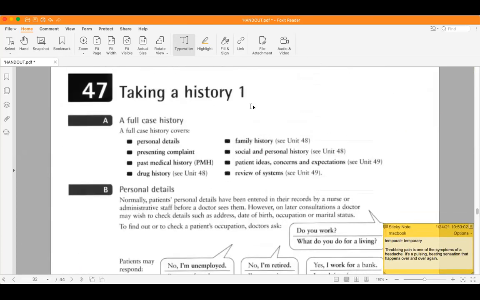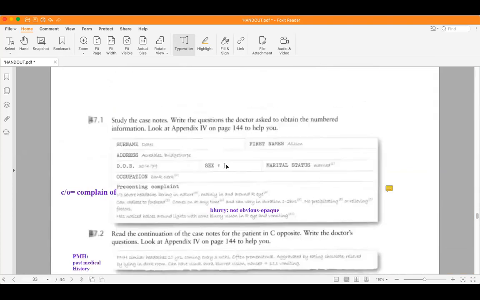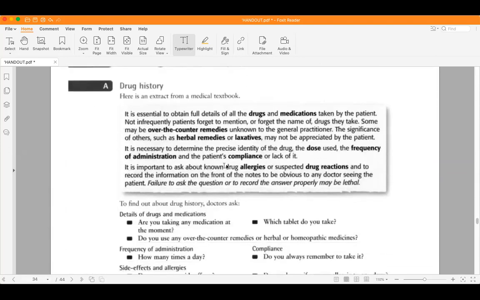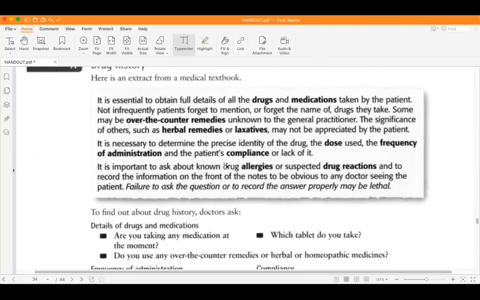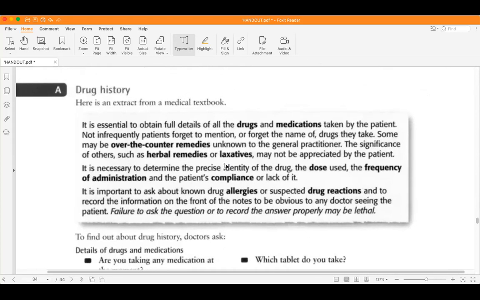As we can see here, we have taken the personal details, presenting complaints, past medical history. Now we will take drug history, family history, social and personal history. A drug history. It's essential to obtain full details of the drugs and medication taken by the patient.